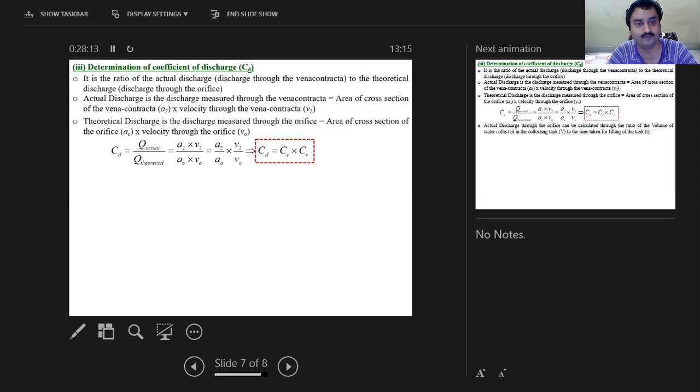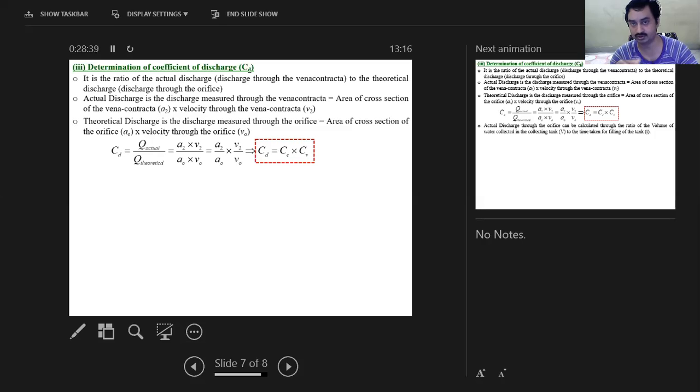Okay. Now C_D. Here we have got the expression for the theoretical discharge. There won't be any problem because we know the cross-sectional area of the orifice. A0 is known to us. Also V0 is known to us. So there won't be any confusion about this. The only thing is the actual discharge. So how will we find out the actual discharge? By the same conventional method: the volume of water collected divided by time. Because that is how we calculate the actual discharge.